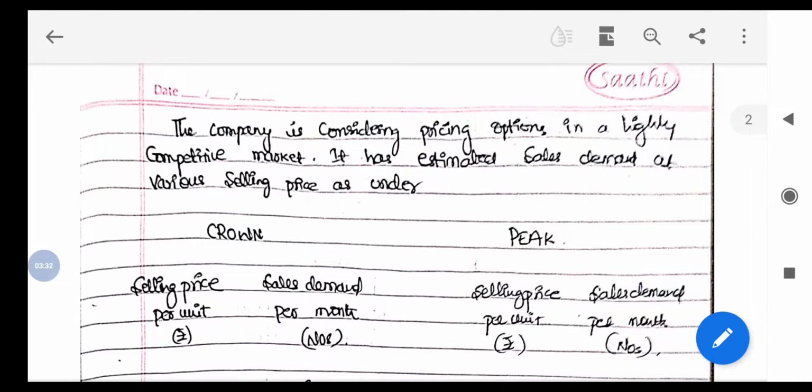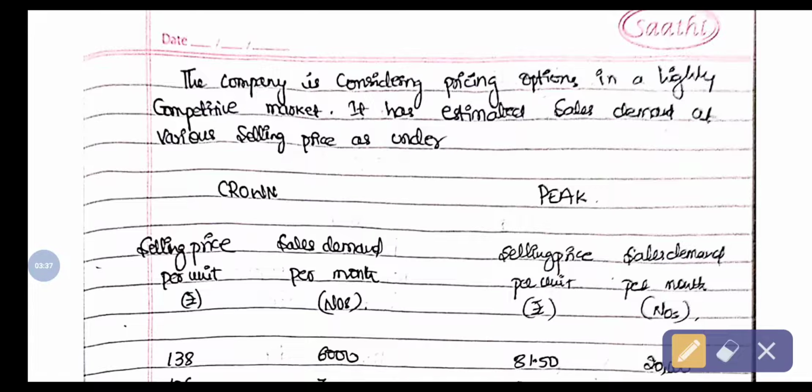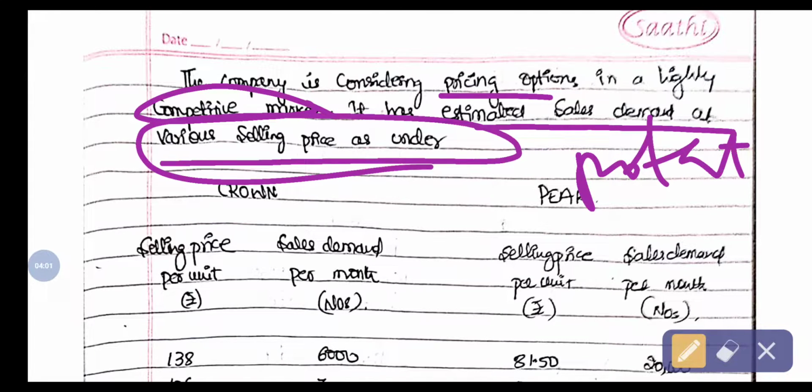So next, the details are that the company is considering pricing options in a highly competitive market. It means they already have their settled market and their potential customers. So this is not a new entry of the company. They have already acquired a good competitive position. So it has estimated sales demand at various selling prices. As this is a very famous company in a competitive market, they have provided sales demand with respect to the selling prices.